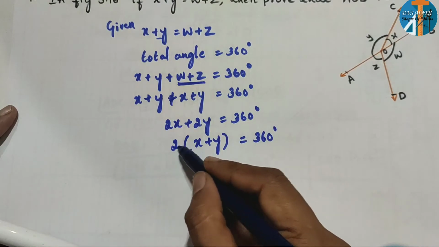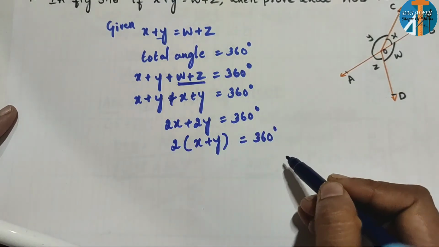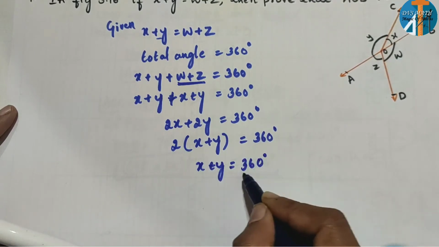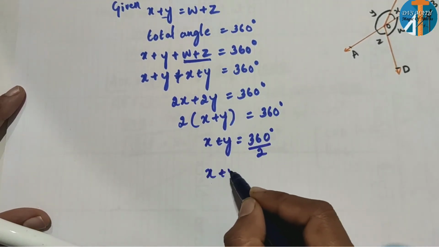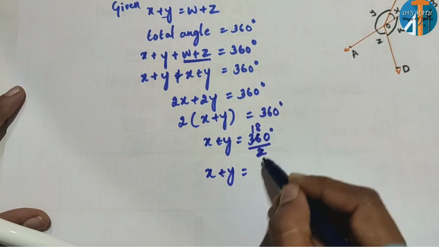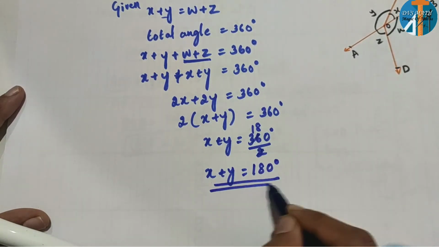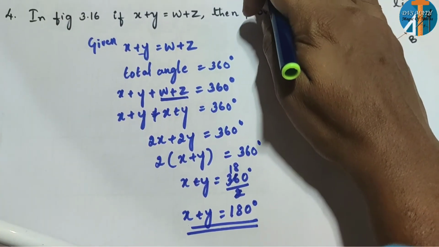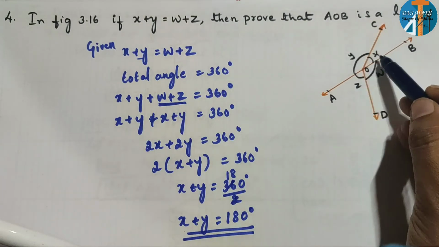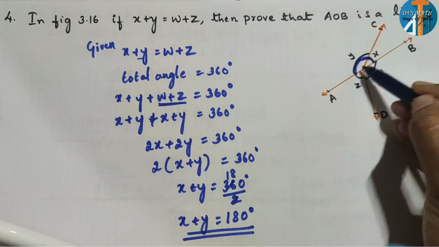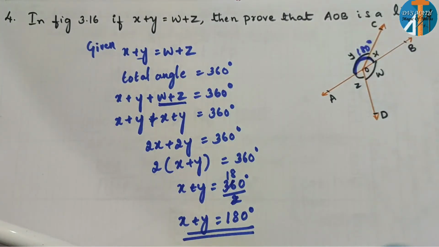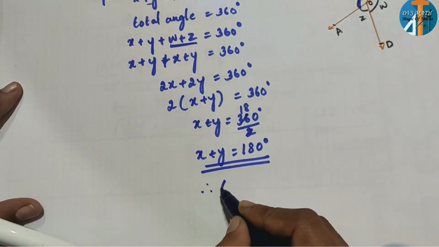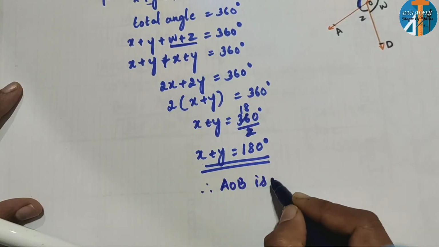So now let us divide. It is multiplied with this, right? If you take it to the RHS, it will be division. So x plus y is equal to 360 degree by 2. Now what happens? 2 ones are 2, 2 eights are 16, right? So finally you got x plus y is equal to 180 degree. That means if you add these two angles, x plus y, you are getting 180 degree. Yes, right? Then therefore what we can write? Therefore AOB is a line.